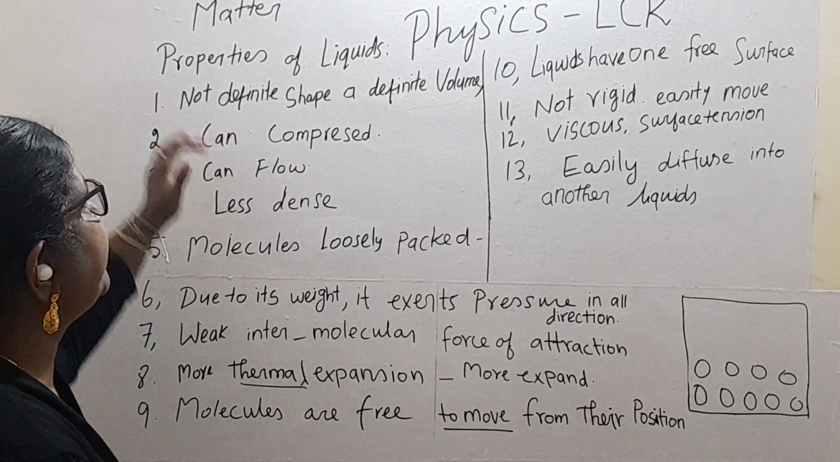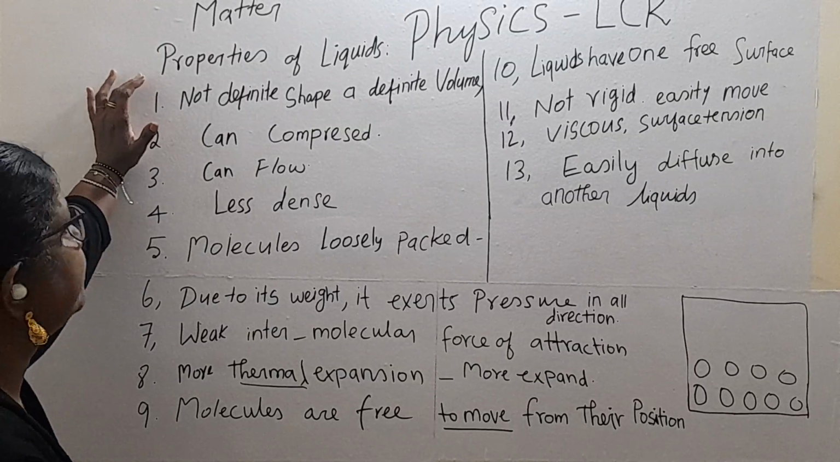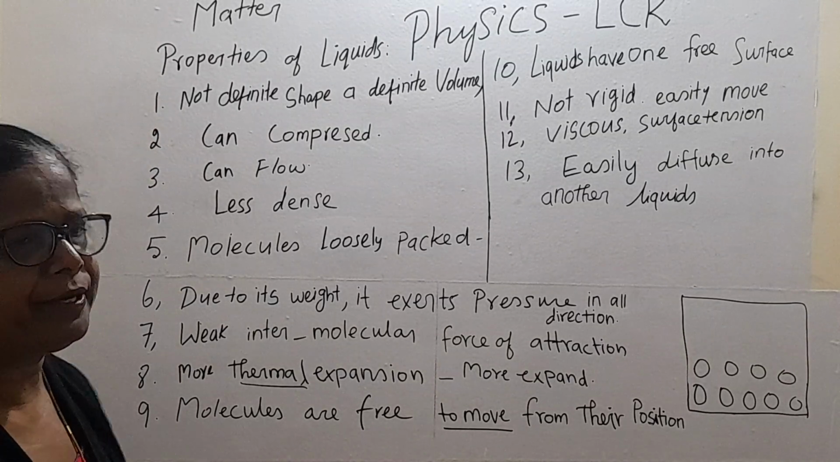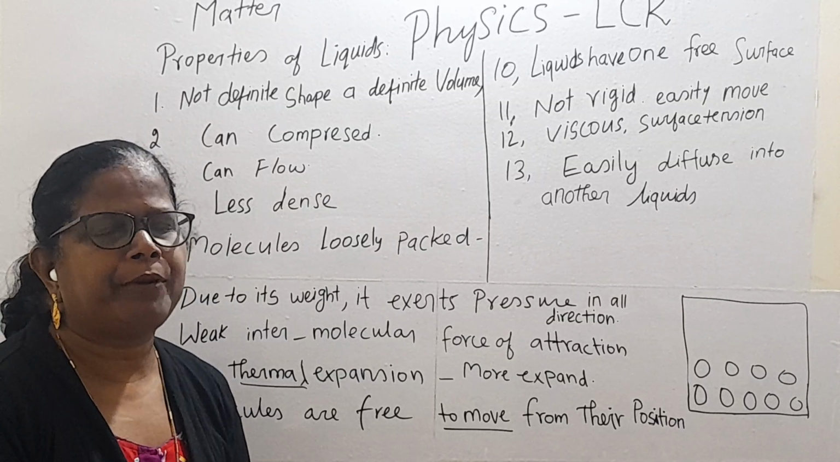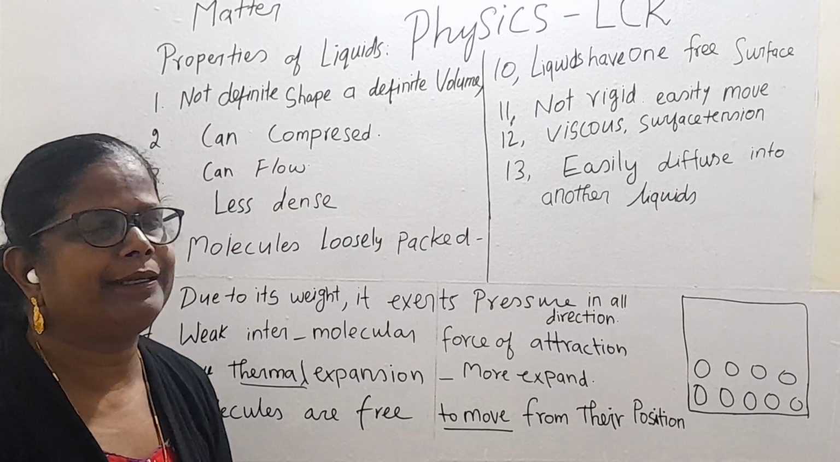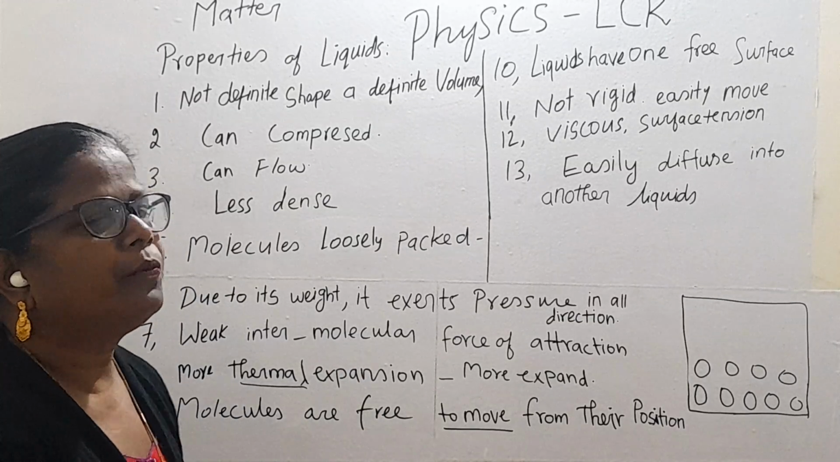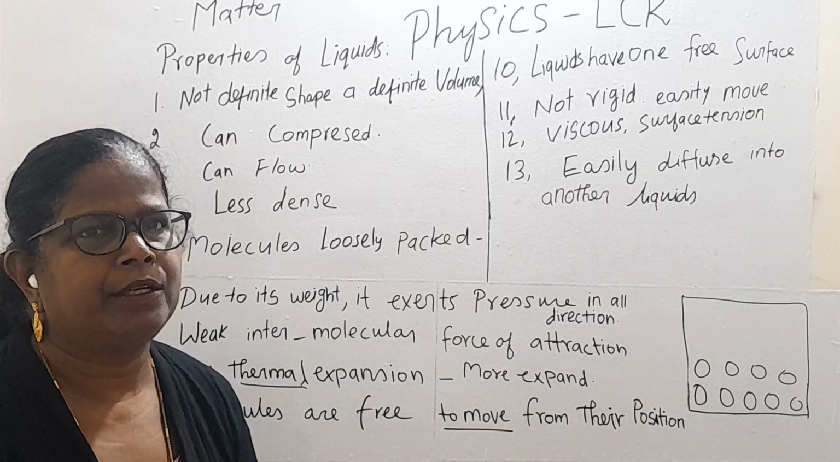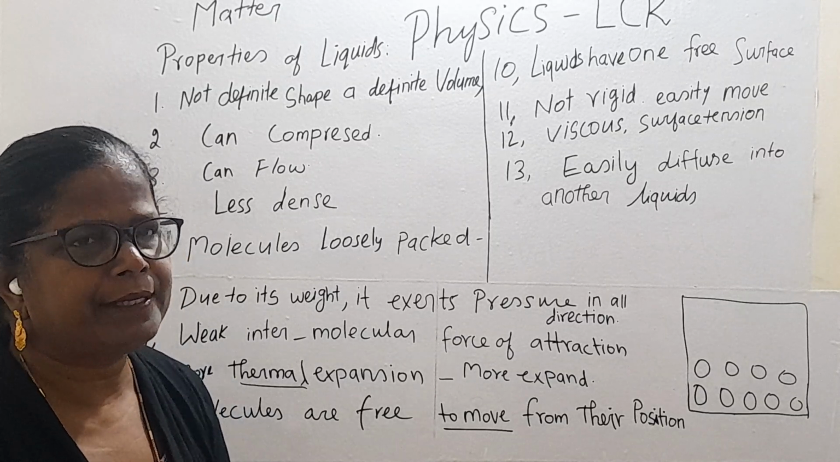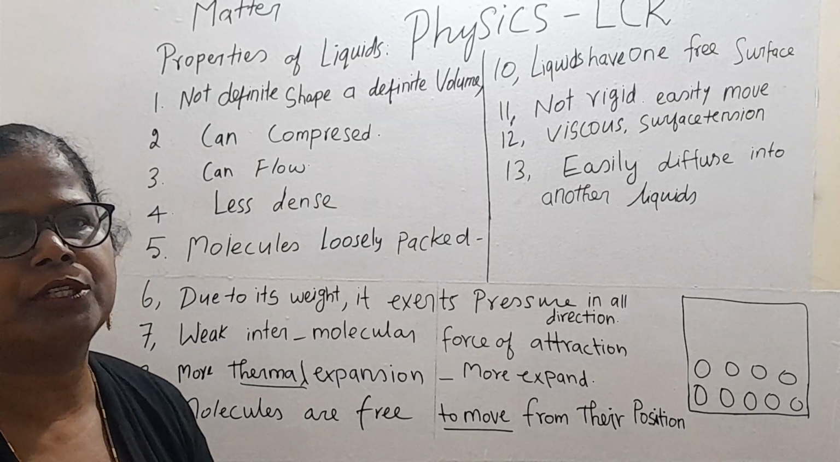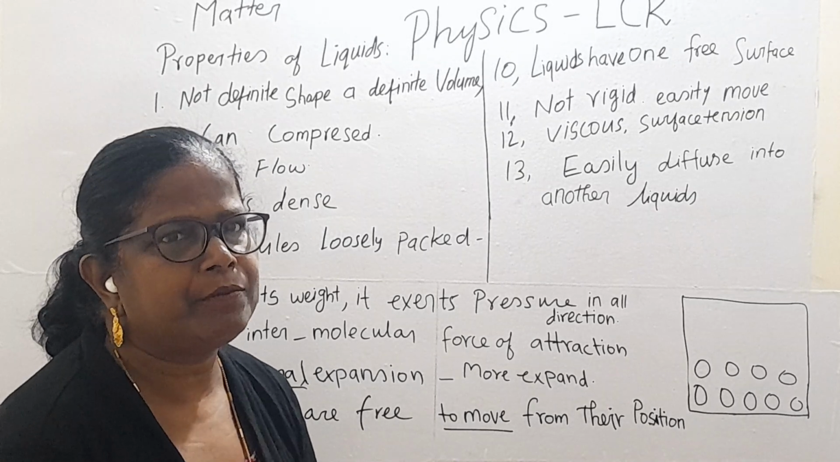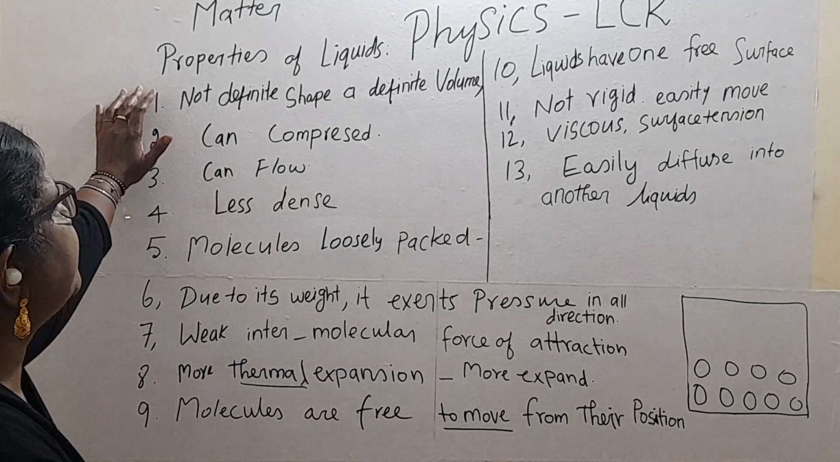Last video I explained the properties of solids. Now I am going to explain the properties of liquids. I already told you that three characteristics decide the state of matter. What are they? First one is intermolecular space, second is intermolecular force of attraction, third one is random motion of the particles.